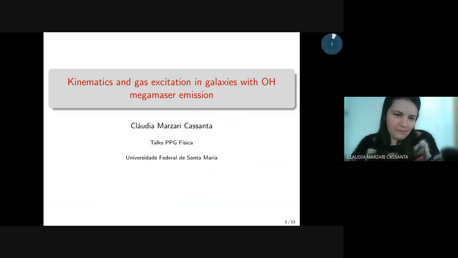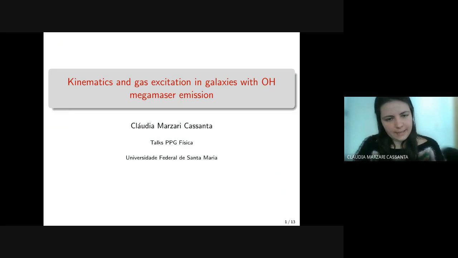So, good morning, everyone. My name is Claudia, and I'm going to present the work Kinematics and Gas Excitation in Galaxies with OH megamaser emission.